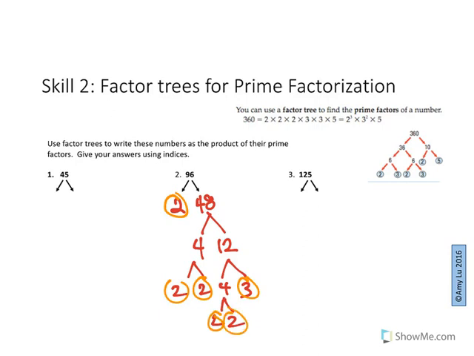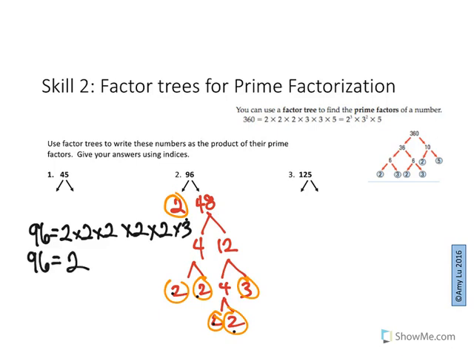So 96 is the same thing as saying 2 times 2 times 2 times 2 times 2, because there's 1, 2, 3, 4, 5 of them, times 3. But look at how long that is. So again, rewrite it with its indices. 2 to the power of 5 times 3.